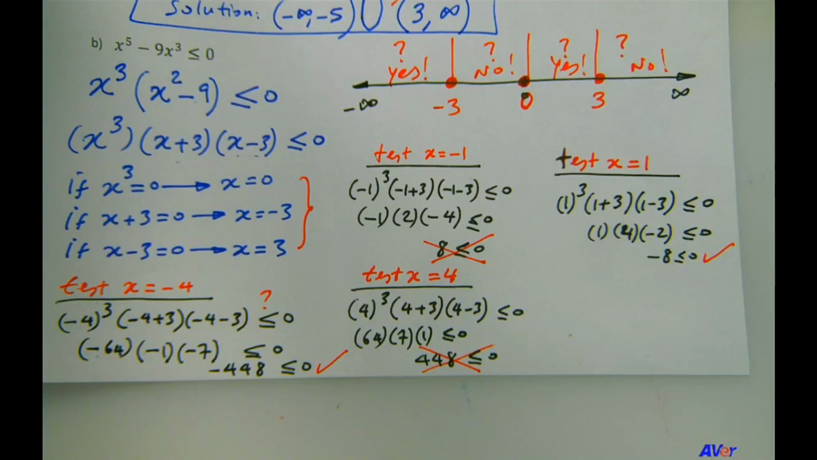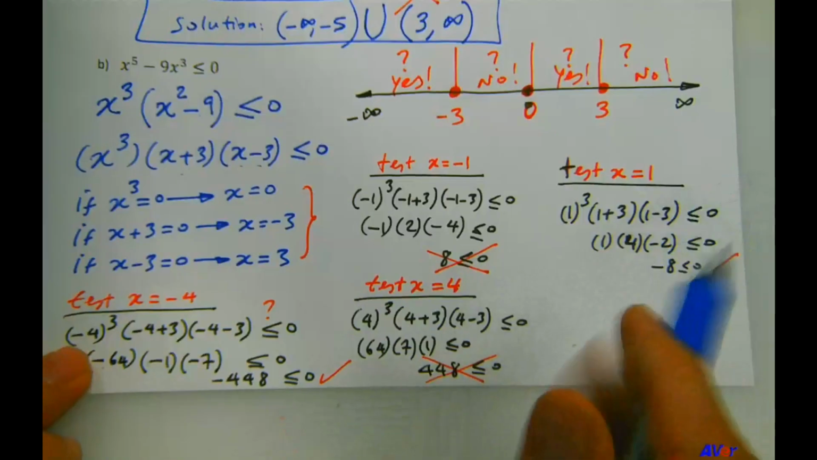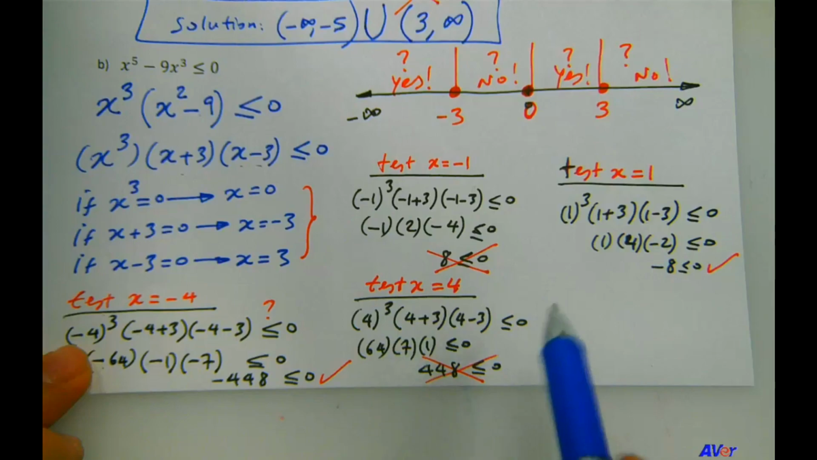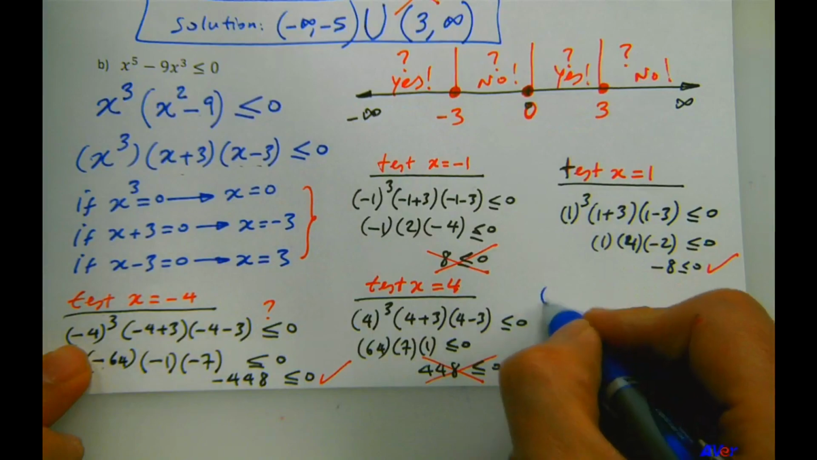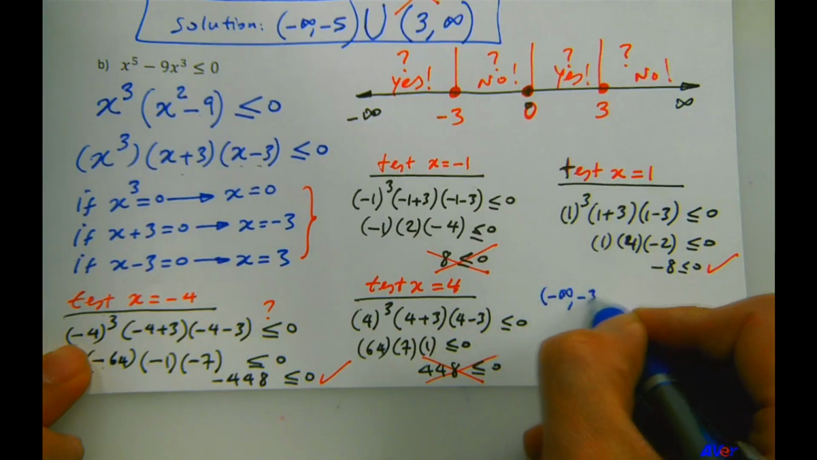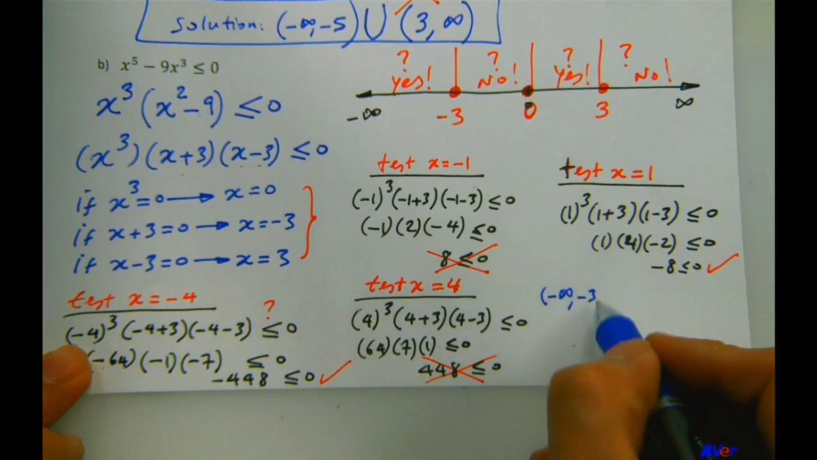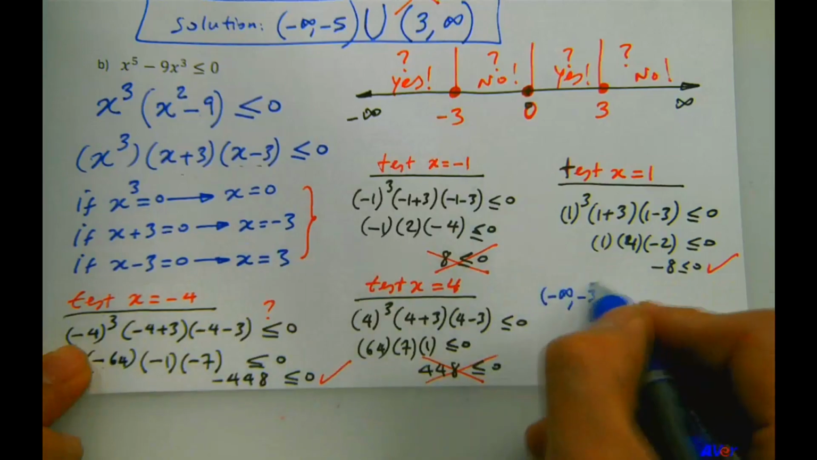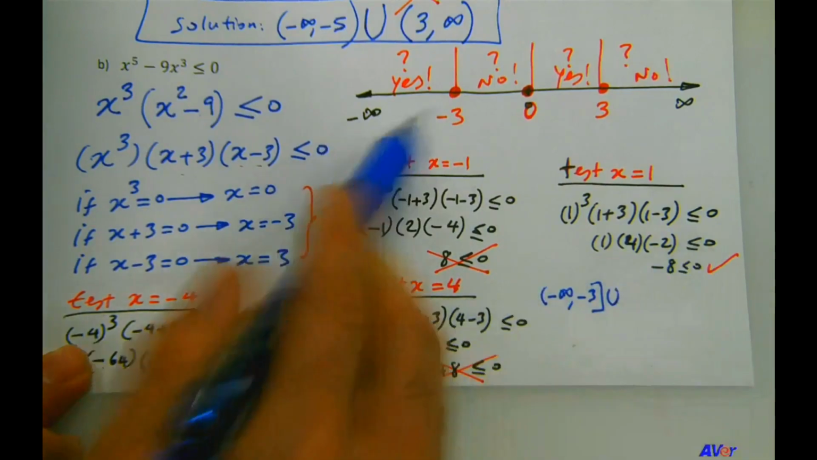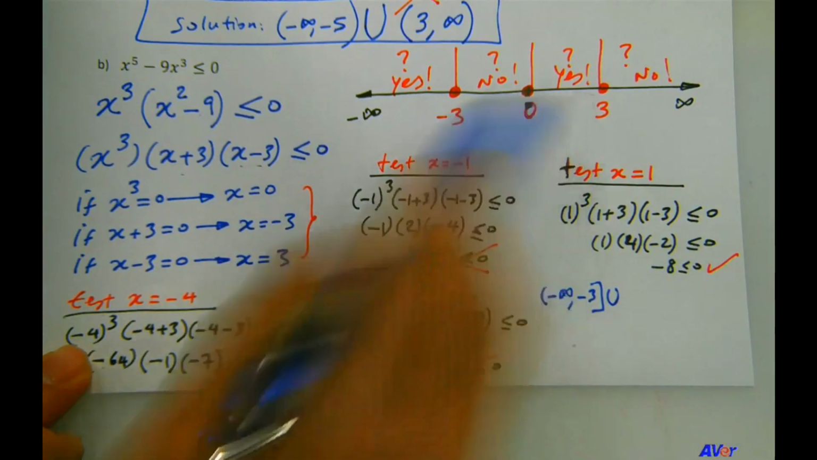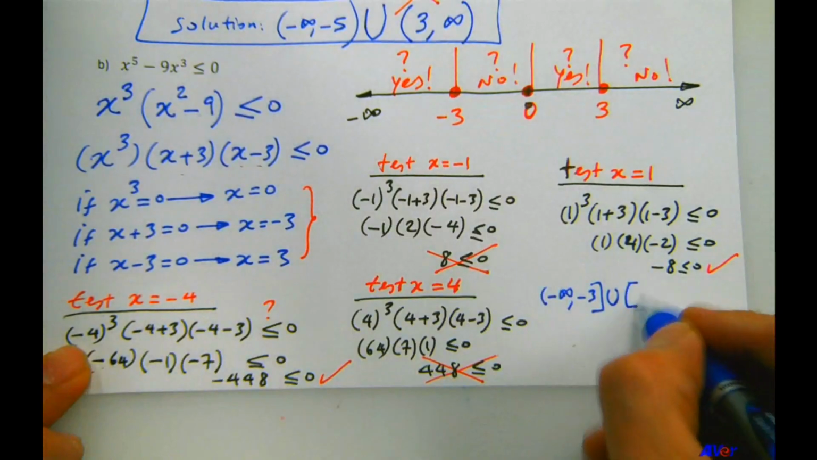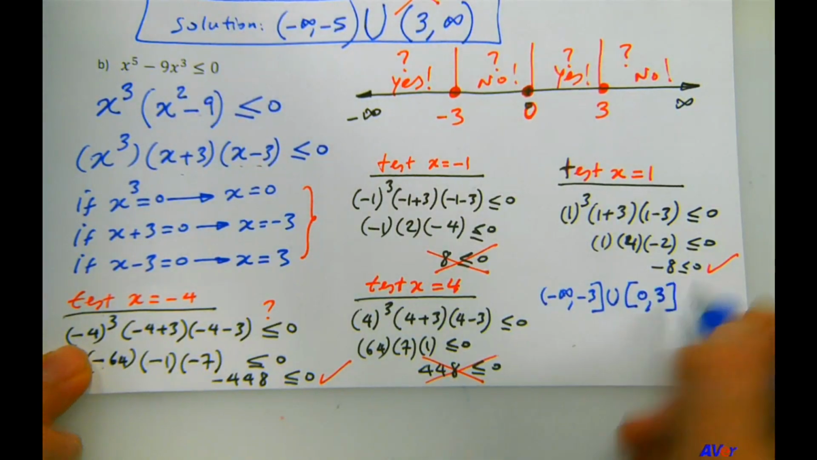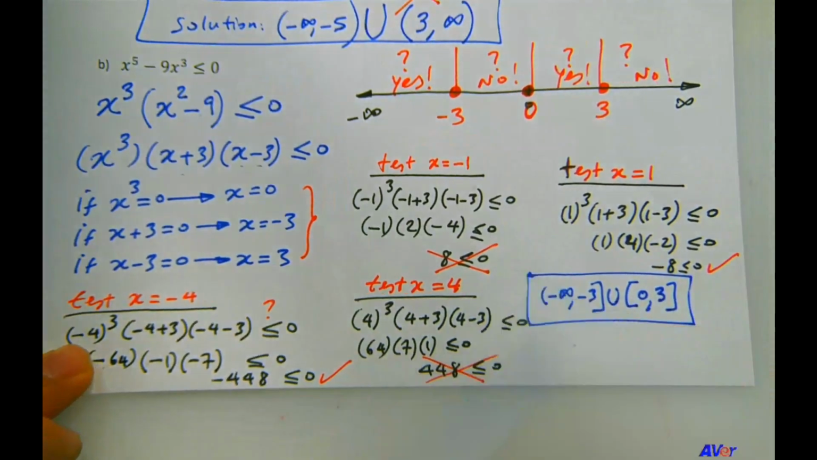So what is the solution region then? The solution region, using interval notation, is going to be from negative infinity to negative 3. Should I use brackets or parentheses? Negative 3 is part of the solution, so bracket, union, then again between 0 and 3. So 0 and 3 are part of the solution as well as any number in between, right? So bracket, 0, comma, 3, bracket. And that is the final solution.